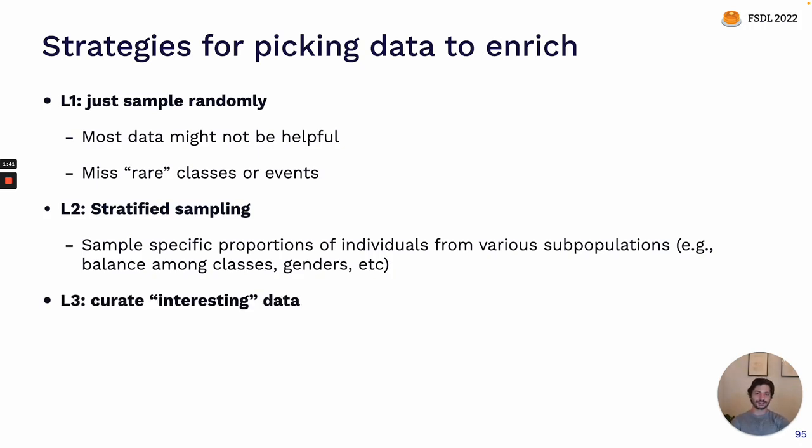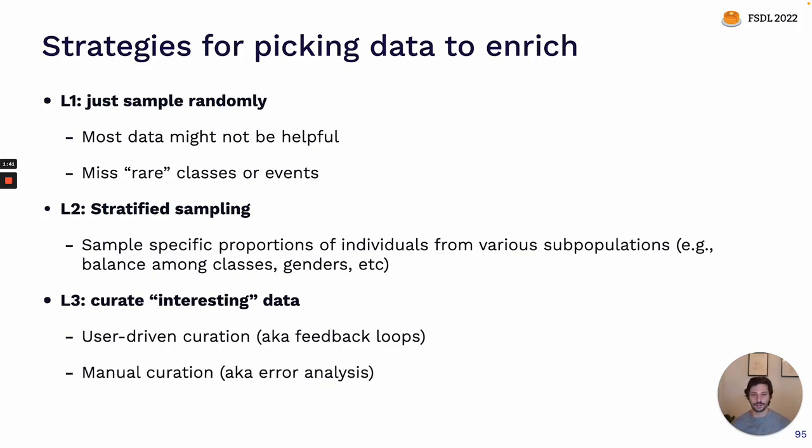Lastly, the most advanced and interesting strategy for picking data to enrich is to curate data points that are somehow interesting for the purpose of improving your model. And there's a few different ways of doing this that we'll cover. The first is to have this notion of interesting data be driven by your users, which will come from user feedback and feedback loops. The second is to determine what is interesting data yourself by defining error cases or edge cases. And then the third is to let an algorithm define this for you. And this is a category of techniques known as active learning.